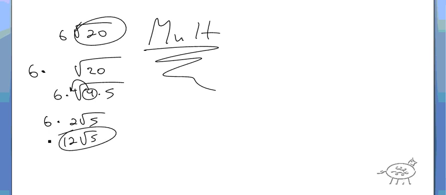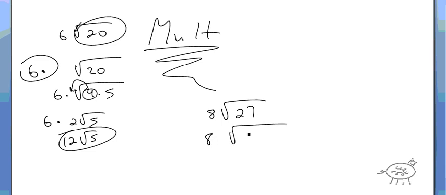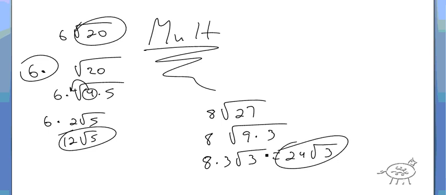Don't get confused by it. If there's a number on the outside, that just means that after you take out the radical, you're going to multiply it by that number. So if I give you 8 times the square root of 27, well, remember, 27 is 9 times 3, a perfect square. Square root of 9 is 3, so 8 times 3, you've got a 3 left over, so 8 times 3 is 24 square root of 3. Okay, not too bad.